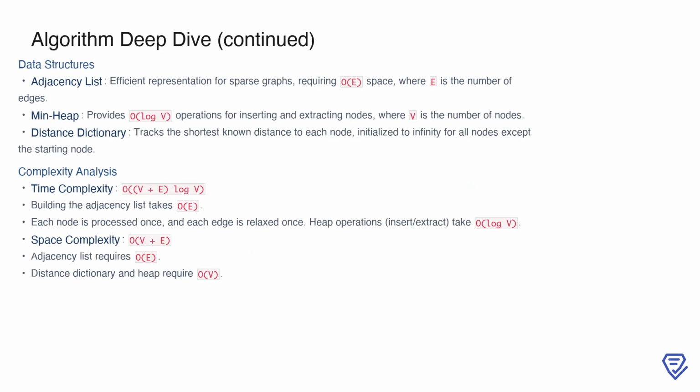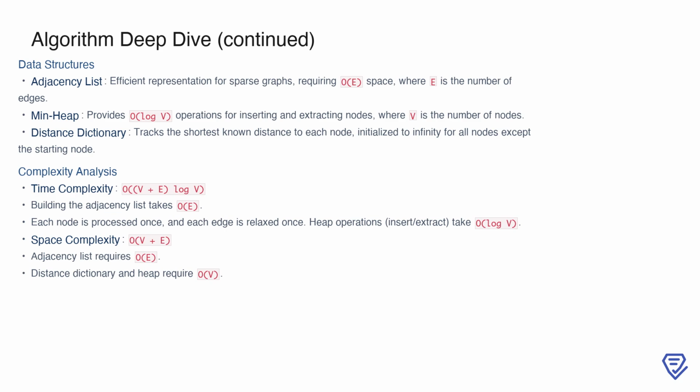The data structures used in this algorithm play a crucial role in its efficiency. The adjacency list is a compact and memory-efficient way to represent sparse graphs, requiring only O(E) space, where E is the number of edges. The min-heap allows us to extract and insert nodes efficiently, with each operation taking O(log V), where V is the number of nodes. The DIST dictionary tracks the shortest distances to each node, with all nodes initialized to infinity except for the starting node.